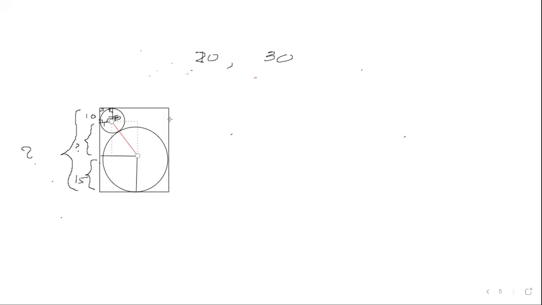So when you join the centers, do you know the length of this red line that I've drawn? Yes, that'll be 25 because it's the sum of the two radii. Because now you can add them. You see, it's a straight line. Otherwise, you wouldn't be able to do that. We know it's a straight line because we proved it. So therefore, this red line is 25.